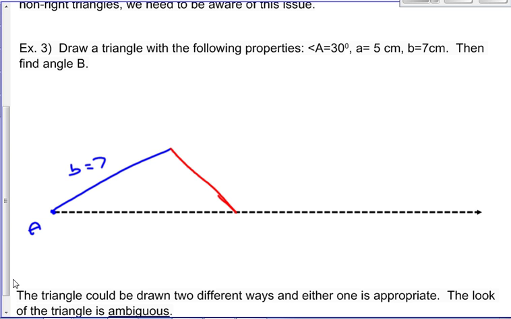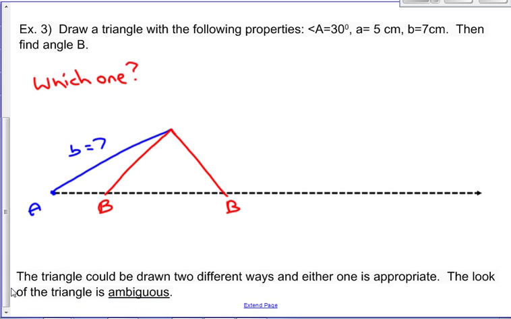Okay? Let's assume this is all perfectly to scale. You could do this with a ruler. I could draw the triangle that way, and this would be angle B here. Or I could have made my 5 centimeter side look like this. In other words, it's ambiguous. We don't know which one we're talking about. There's not enough information to tell us. So the triangle could be drawn two different ways. That's what it says at the bottom. Either one is appropriate. The look of the triangle is ambiguous.